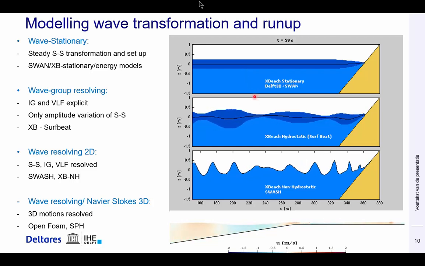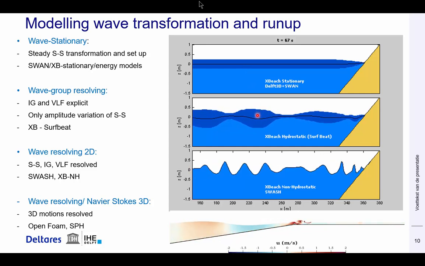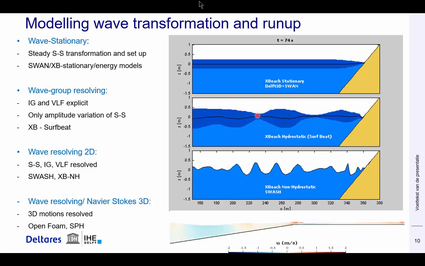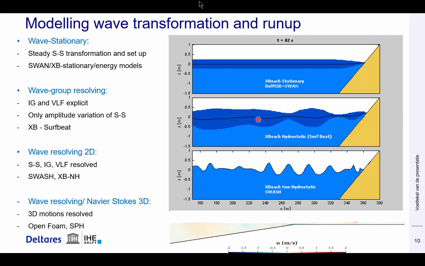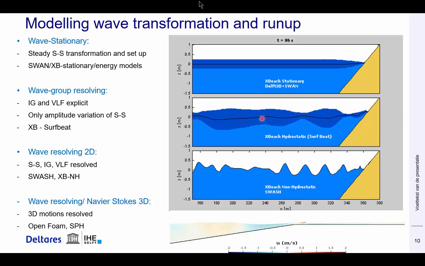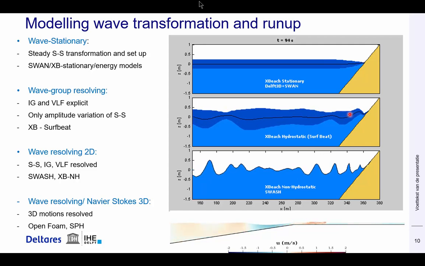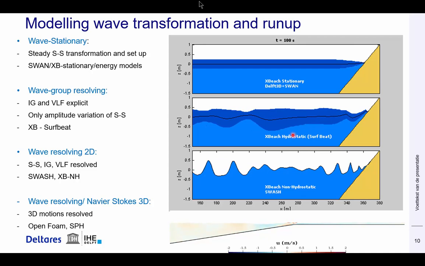One step up are the models that are wave group resolving. They don't compute the surface elevation of the individual waves, but rather the amplitude variation of the wave groups, but they do compute the infragravity wave, which is the black line over here. This is the slow modulation of the sea surface in time at larger timescales. One model that can do this is, for instance, the hydrostatic model by XBeach, the surf beat model.